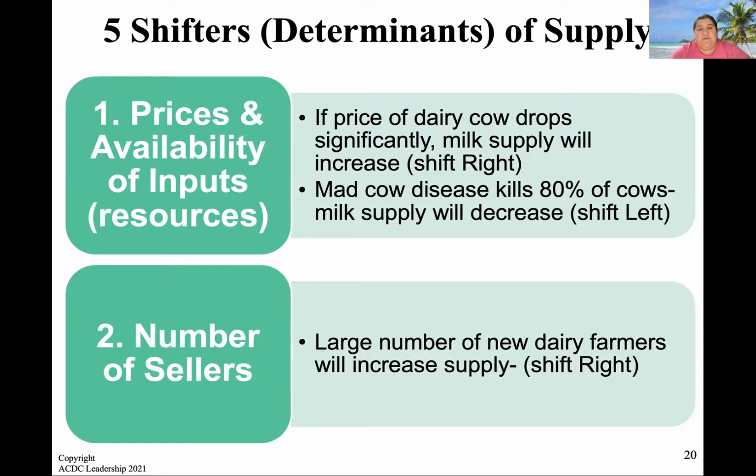The next determinant of supply is the number of sellers. Obviously, the number of people that are producing a particular good is going to have an impact on overall supply. So if all of a sudden we have a wave of people who say, hey, I feel like becoming a dairy farmer, and now we have twice as many dairy farmers, what's that going to do to supply? It's going to dramatically increase our supply. And so the graph will shift to the right.